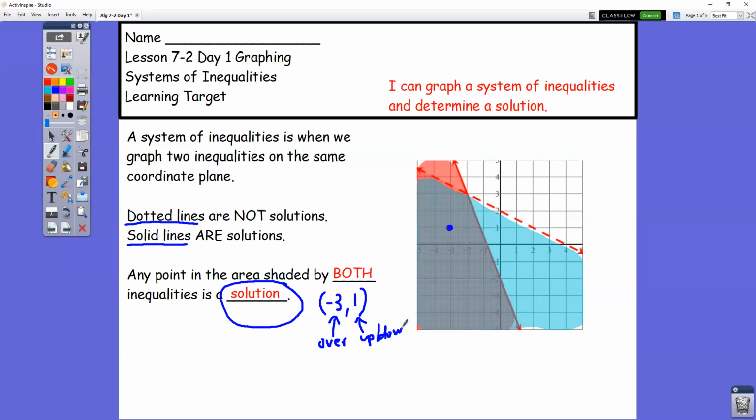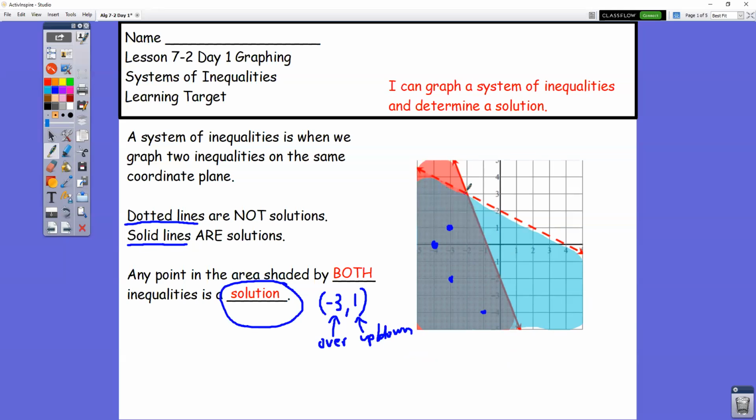Now, on these questions today, there are multiple answers for your solution. There's lots of different answers that would work. You just have to pick any point from the double shaded area. So could we pick -4, 0? Sure. Could we pick -3, -2? Sure. Could we pick -1, -4? Sure. You could pick any point in that double shaded area as a solution.